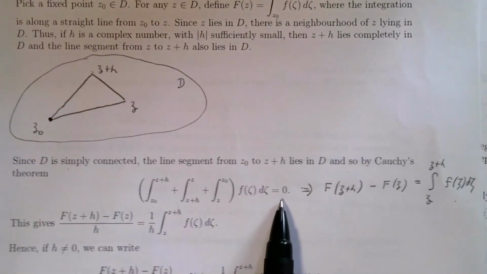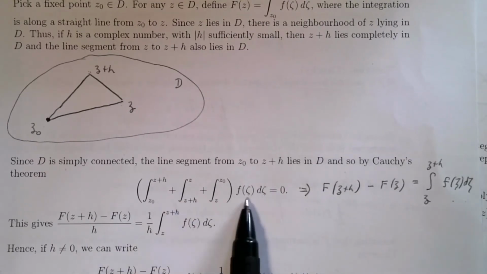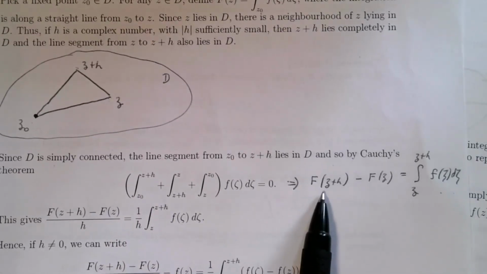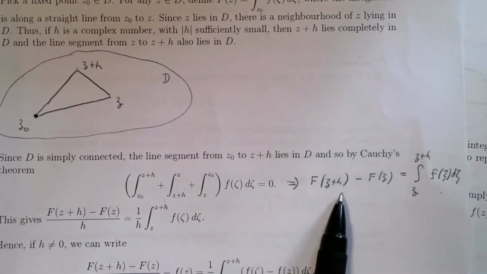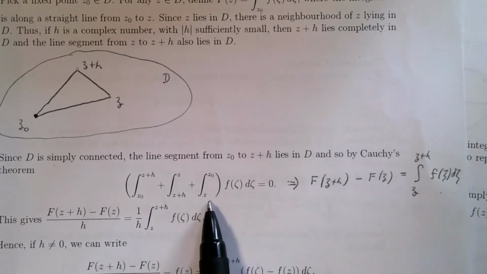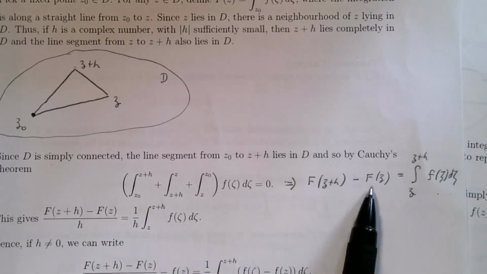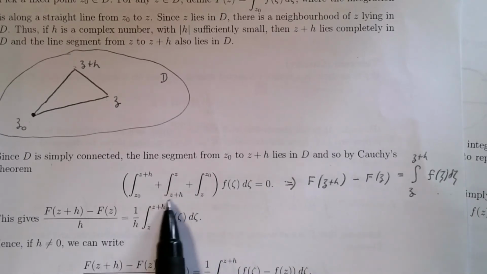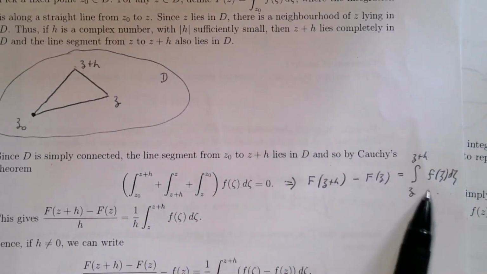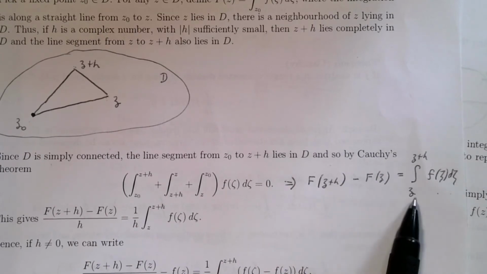Now if we look at what that says, the integral of f of zeta from z0 to z plus h, well, that's just capital F of z plus h by our definition. And the integral from z to z0, that's minus the integral from z0 to z, so that's minus capital F of z. And that leaves this one in the middle, and I can flip the endpoints around and take that on the other side. And so this difference is the integral from z up to z plus h of f of zeta d zeta.